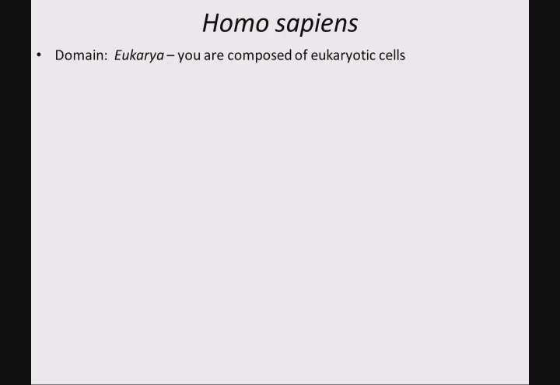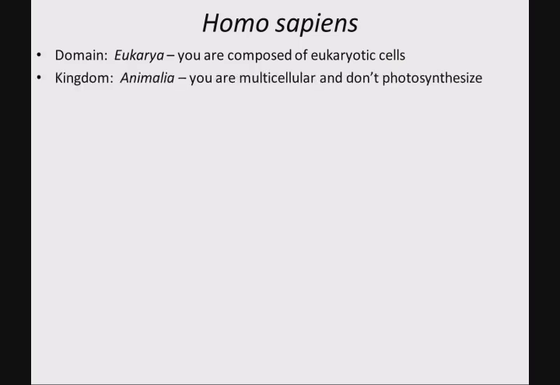So we are in the domain Eukarya, meaning that all things that have eukaryotic cells are more related to each other than they are to things that don't have that criterion, that being eukaryotic cells. So if you're eukaryotic, you're in the domain Eukarya. Now, within the domain Eukarya, if you're multicellular and you don't photosynthesize, you're an animal. Well, that's one characteristic of Animalia. But if you're in kingdom Animalia, you're more related to all the other animals than you are to things that aren't animals, even though they may be eukaryotic.